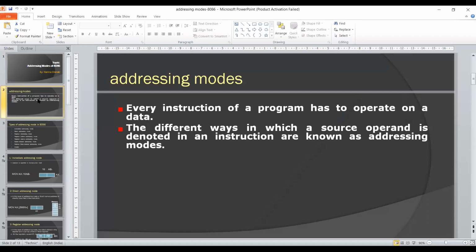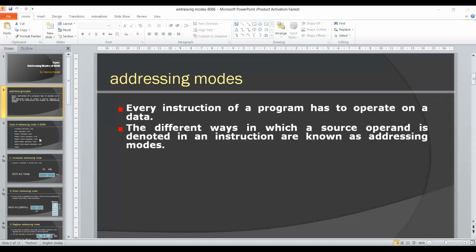Shivendra, please answer. Immediate addressing mode. In case of immediate addressing mode, the operand is directly specified in the instruction. If the operand is specified in the register, then it is known as register addressing mode.